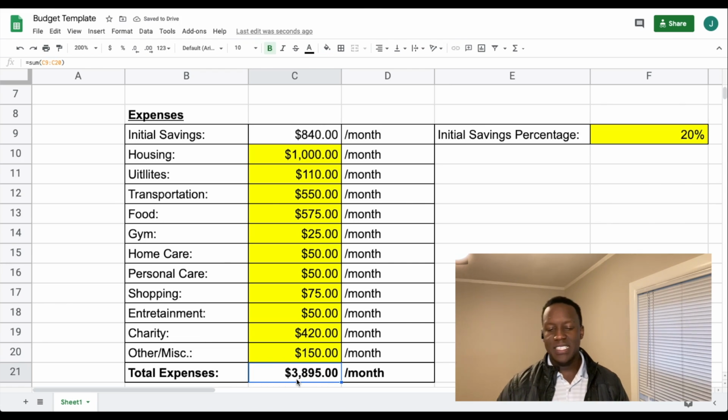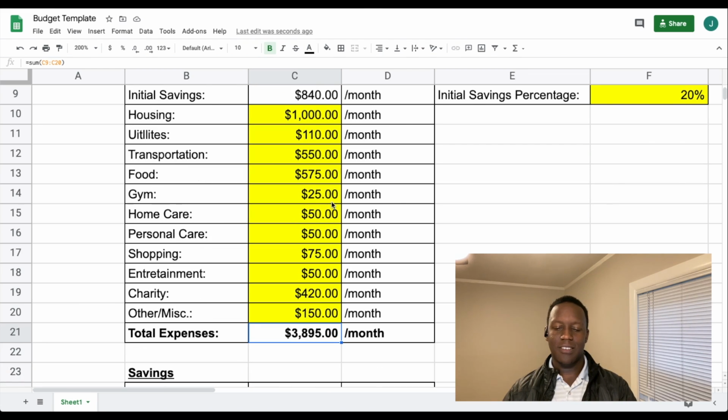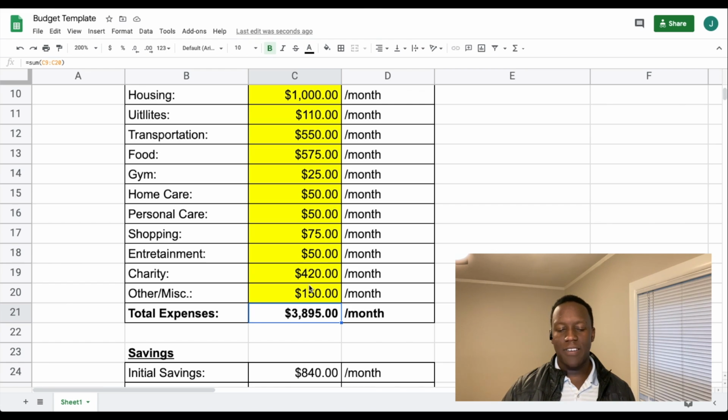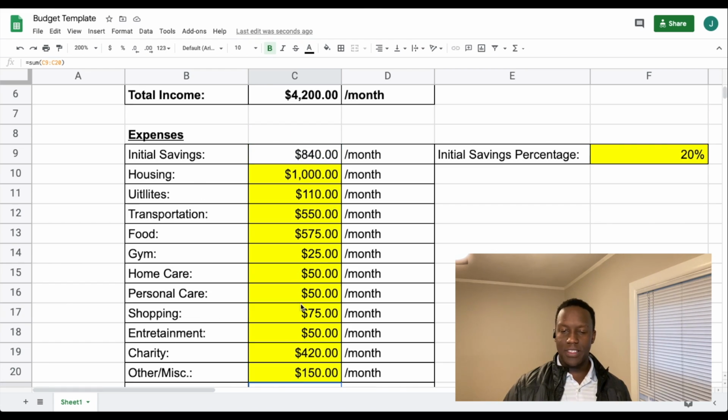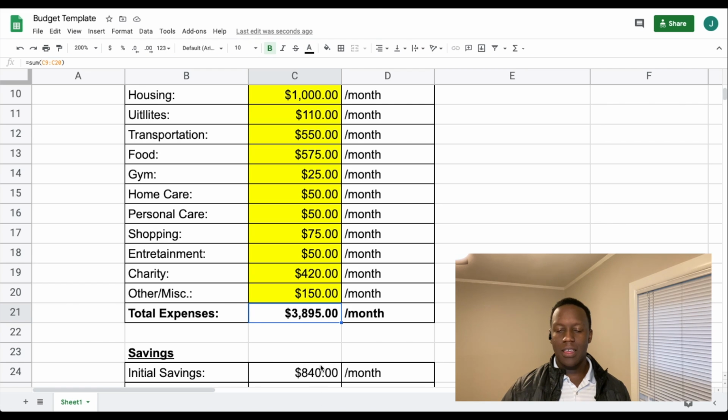So my total expenses come out to be $3,895. My income is $4,200. My expenses are $3,895. So my initial savings, which is the number up here, which was 20% of my take-home income, is $840. That represents a part of my savings.